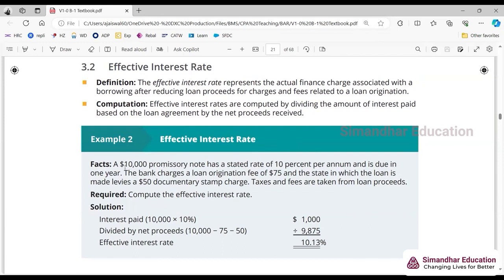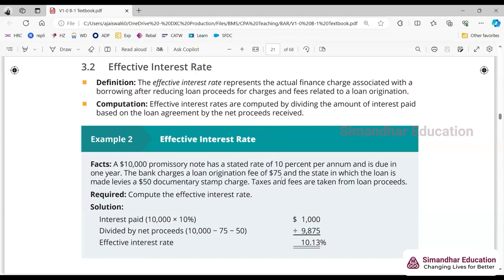So, a $10,000 promissory note. Whatever is given, promissory note, bond, etc. Stated rate of 10%. This is per annum, meaning annual, and is due in 1 year. The bank charges a loan origination fee of $75. This is like your processing fee. Do you know what processing fee or processing charges are? Anyone who doesn't know? And there is a stamp duty also. So now they are asking us to calculate the effective interest rate.